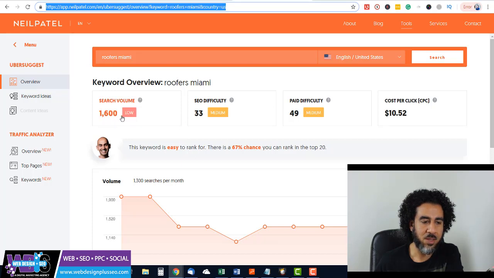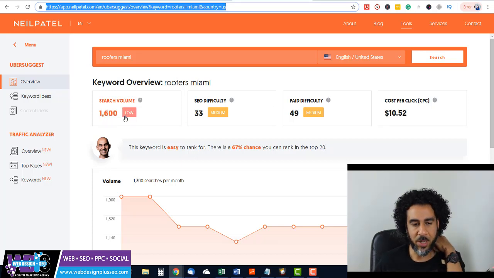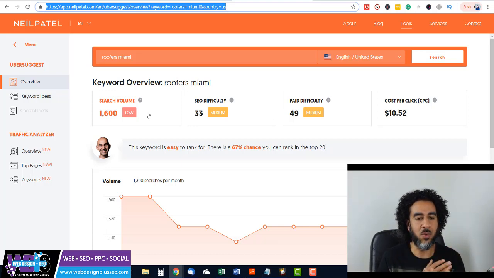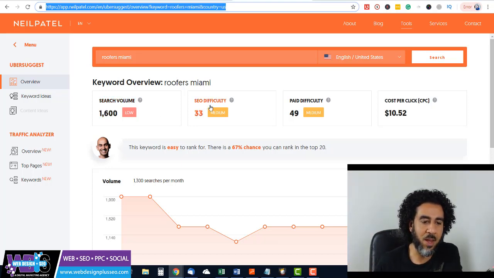I don't think 1600 is a low search volume in my opinion, because put it this way, if you're a roofing company, do you even want to have 1600 people coming to your website? You want to have a certain amount of people coming to you, because nothing's going to convert otherwise. It's a pretty high search volume, and in my opinion it's going to be a lot higher to rank this stuff.